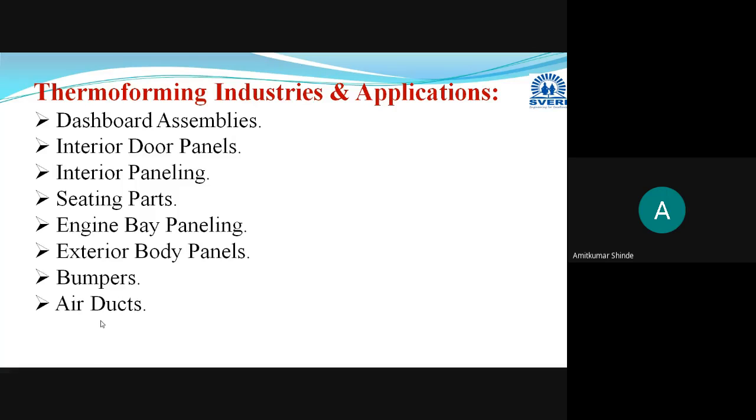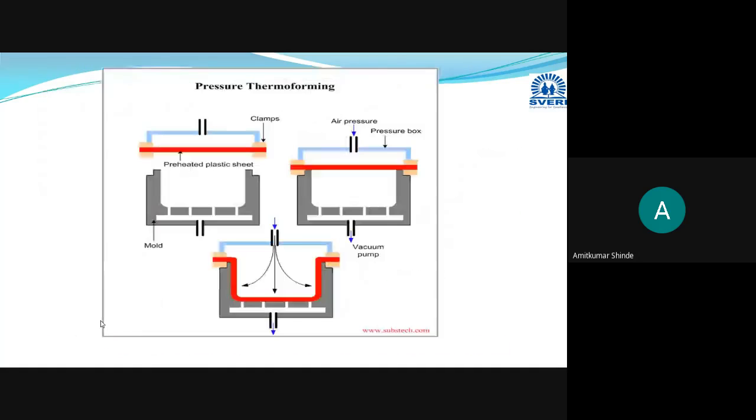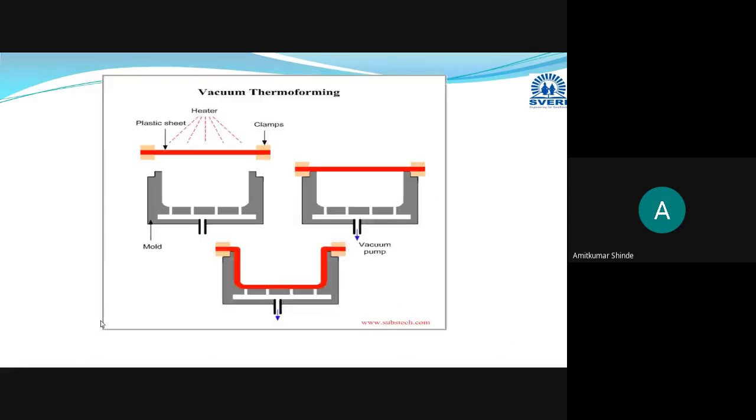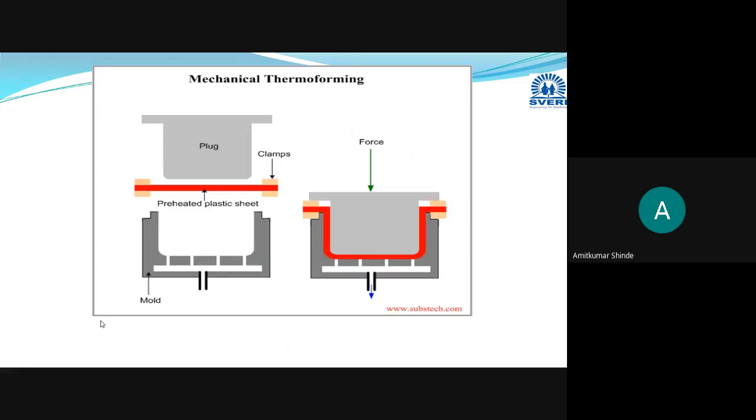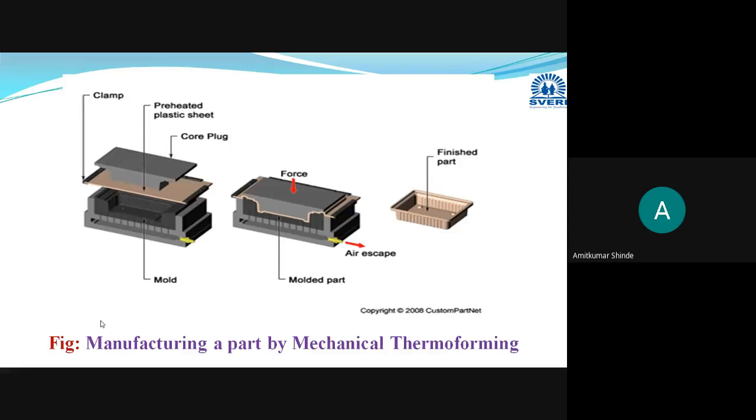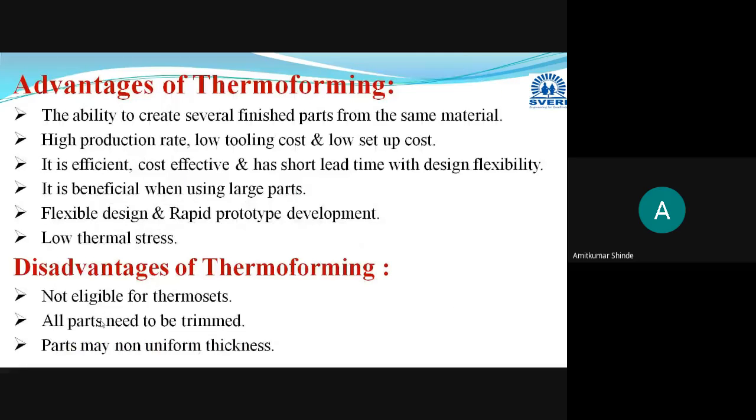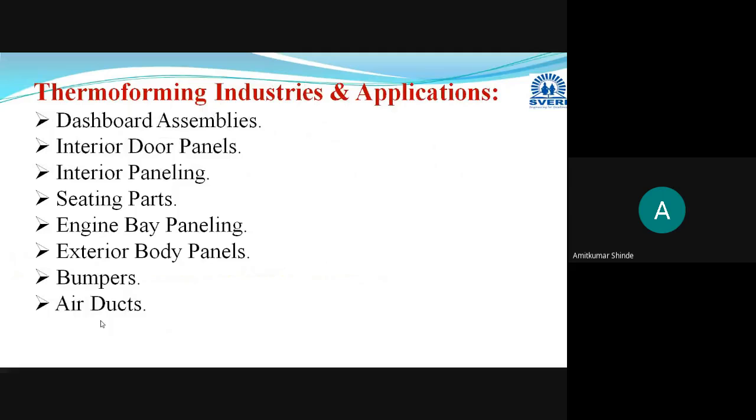Okay, so in this way we have completed the thermoforming process with its basic concept, basic principle, and its three types that we have covered: pressure thermoforming, vacuum thermoforming, and mechanical thermoforming. Then we have discussed some advantages, disadvantages of this thermoforming process along with its applications. In this way, the second chapter is already completed. I have taken this just for your information.